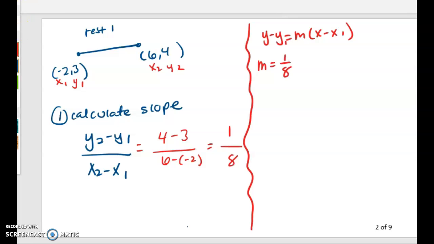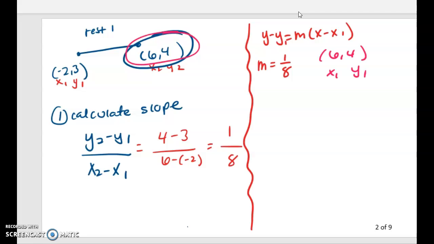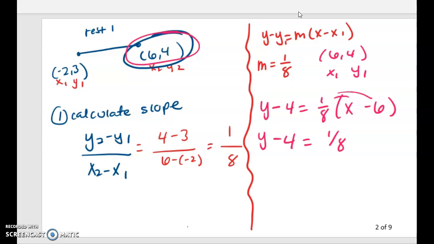For your y1 and your x1, you pick one of the points. Doesn't matter which one. You pick one of the points to plug in so that you can solve for b. So I'm going to say that (6, 4) is x1, y1. So y minus 4 equals 1/8 times x minus 6. I didn't necessarily pick a very pretty number, but that's okay. I'm going to distribute that 1/8: x minus 6 over 8. I'm okay with fractions. You might feel more comfortable with decimals.